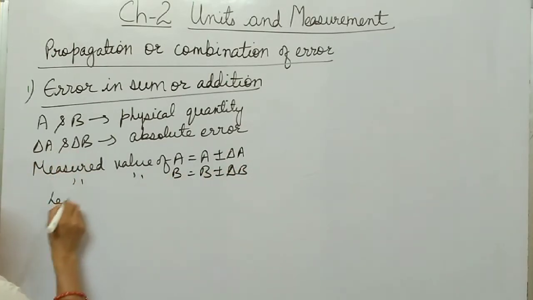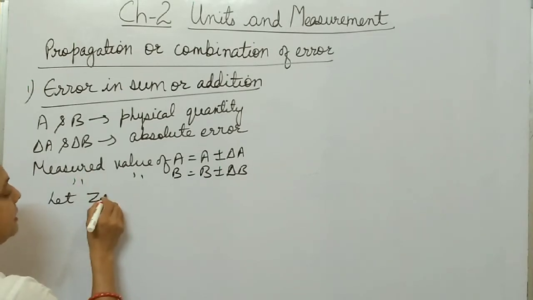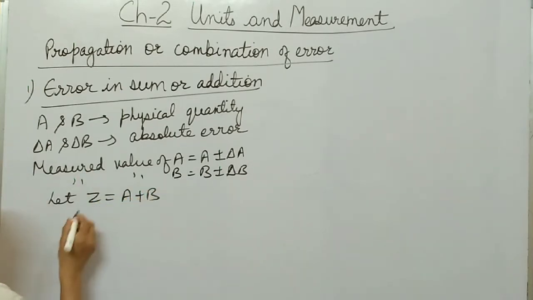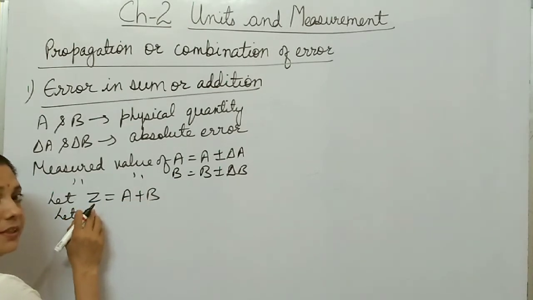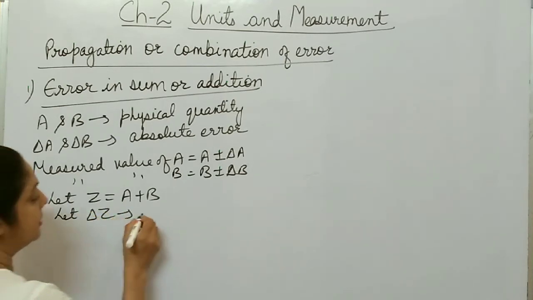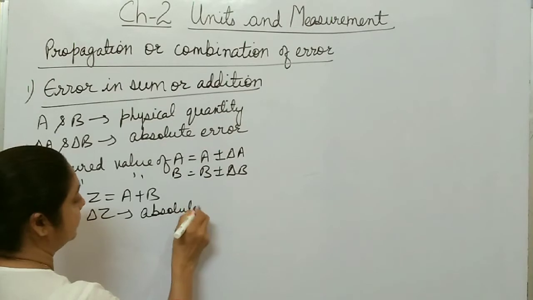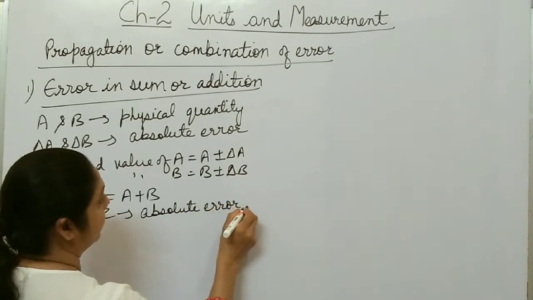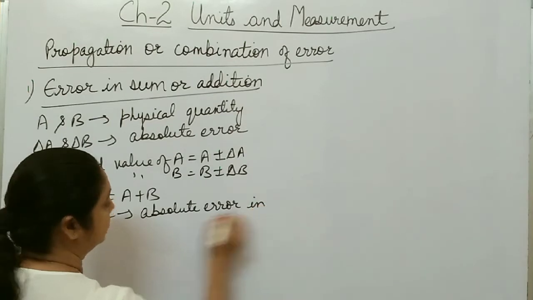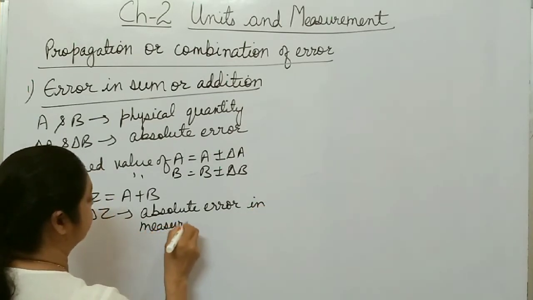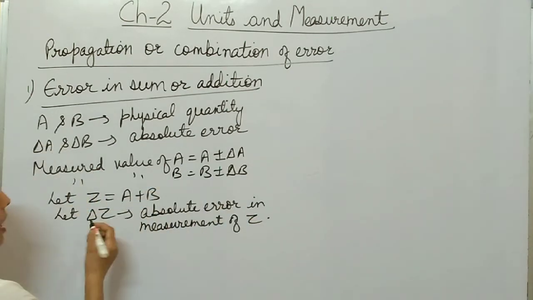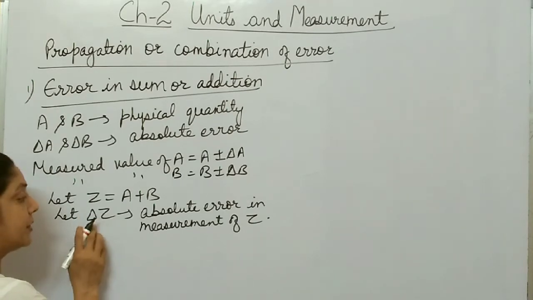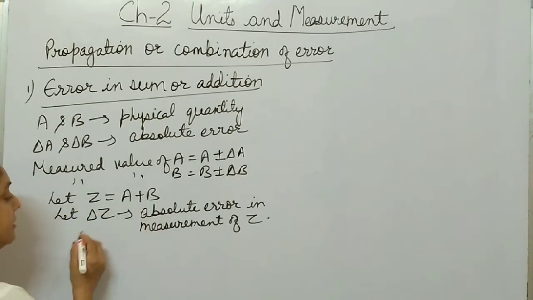So let's suppose that the addition A plus B becomes Z. When you add these two quantities, error also comes in the result. Let delta Z be the absolute error in the measurement of Z. So what is the value of this delta Z, the absolute error in the final result? How do you calculate it? This Z is A plus B.